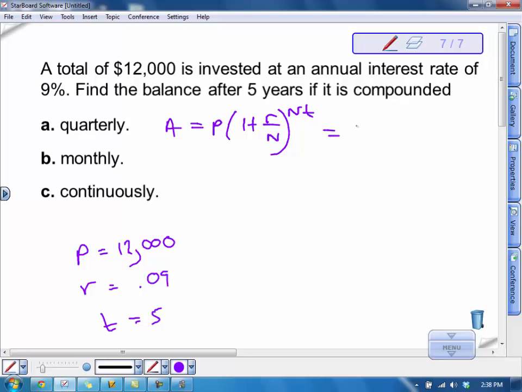Alright, in which case 12,000 is P. Just substitute in 1 plus the 0.09 over 4, since 4 calculations a year is quarterly. And then 4 times 5 up in the exponent spot. So this is how you would evaluate that. You can do that in your calculator.